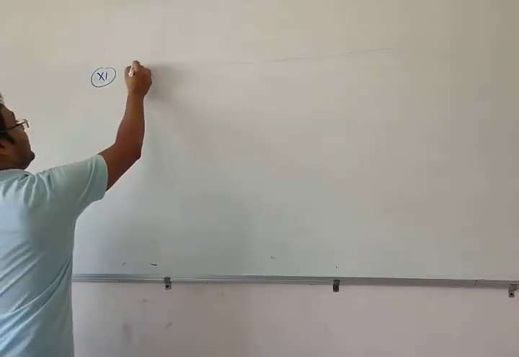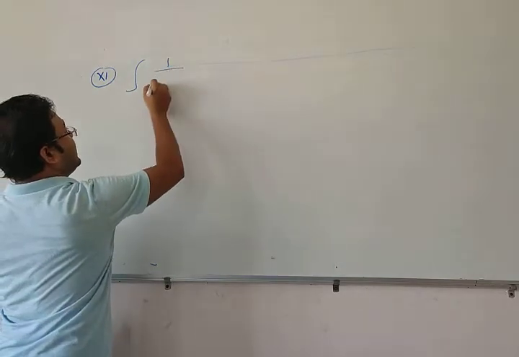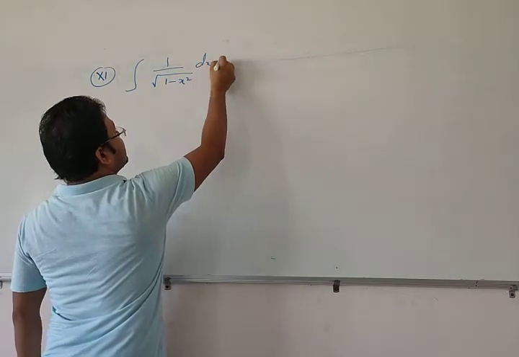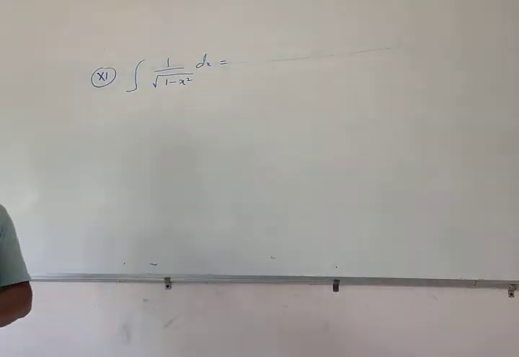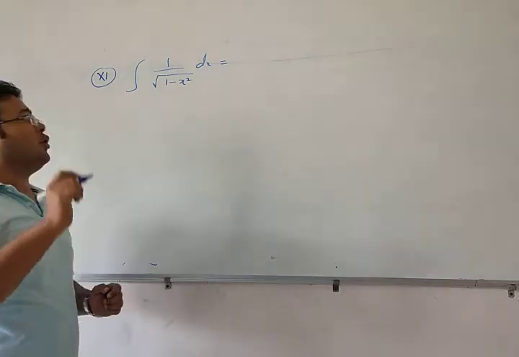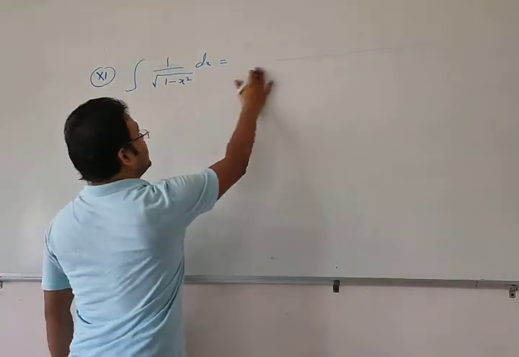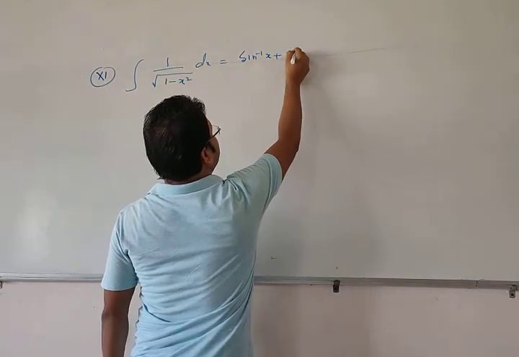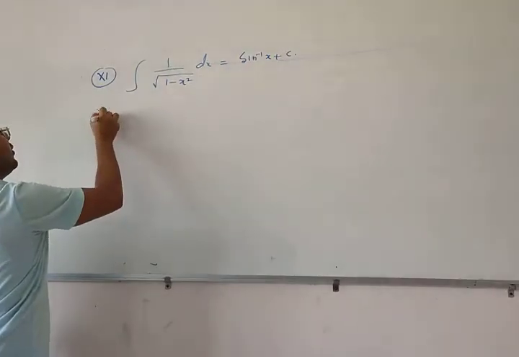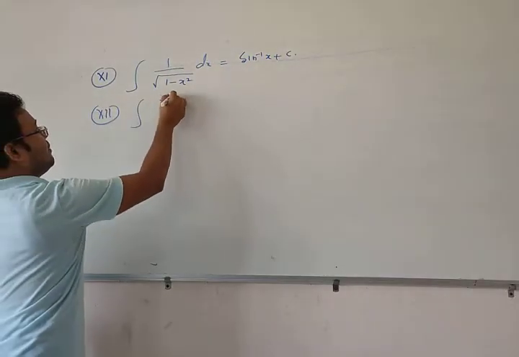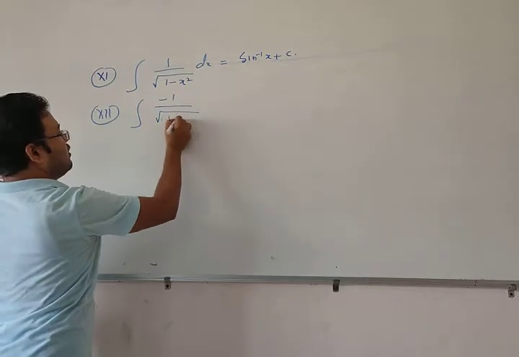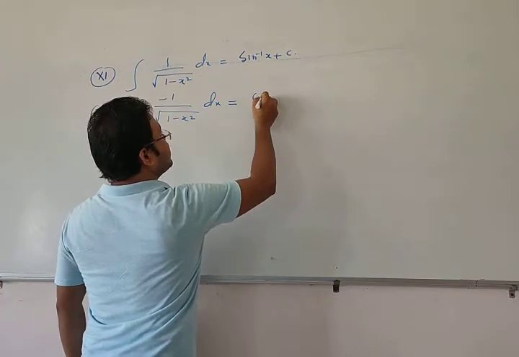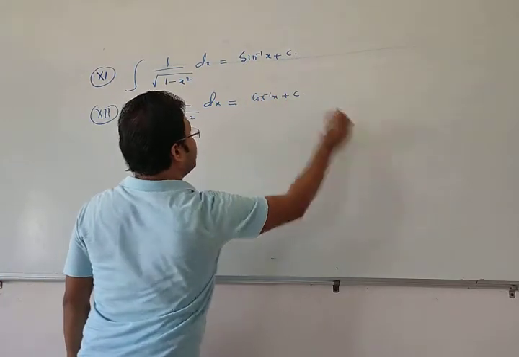Number 11, integration of 1 by square root of 1 minus x square with respect to x. We know that the differentiation of sine inverse x is 1 upon under root 1 minus x square. So its integration will be sine inverse x plus constant term c. Likewise, you can write integration of minus 1 upon positive square root of 1 minus x square with respect to x is equal to cos inverse x plus constant term c.